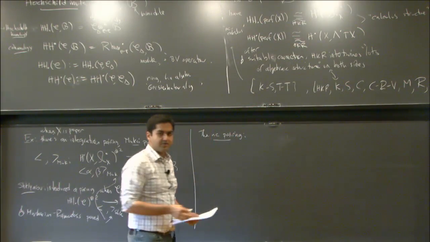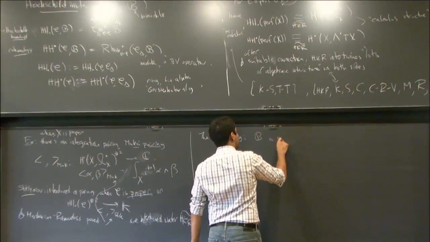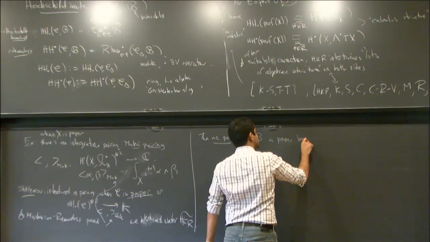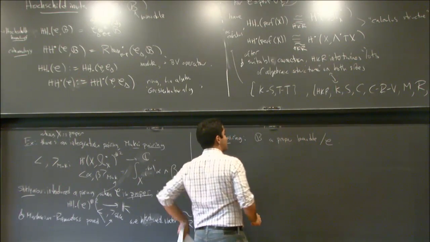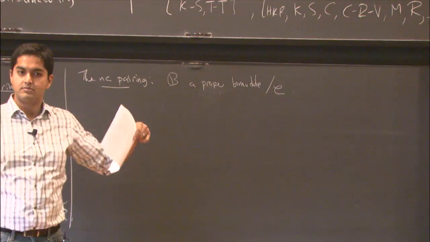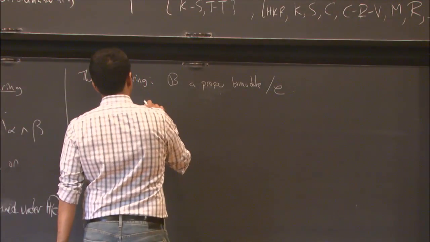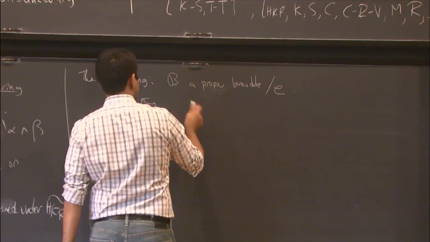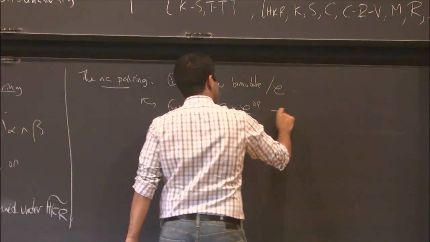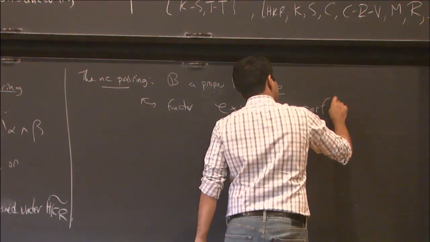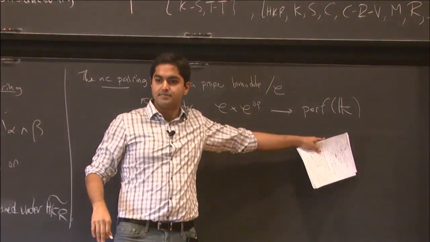OK, so I'll start with some general stuff. If I have B, a proper bimodule over a category C, remember a proper bimodule has finite dimensional cohomology. So a proper bimodule over C is the same as a functor from C times C op to chain complexes, but the properness condition means you map to chain complexes with finite cohomology.